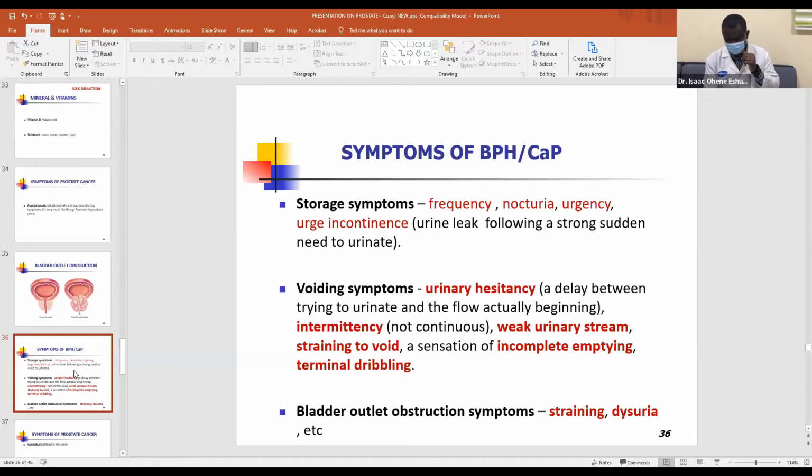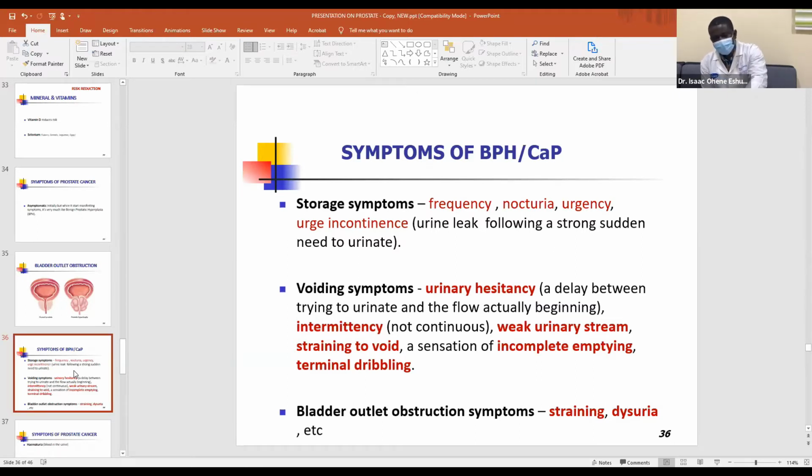So there's urgency. The fourth one is urge incontinence. Now with urge incontinence, you have urine leak following a strong sudden need to urinate. Urge incontinence and urgency really tie together, because with urgency, you are saying you cannot hold, and with urge incontinence, the urine starts leaking. So it tells you if you don't get a urinal within the shortest possible time, you'll probably do the unexpected.